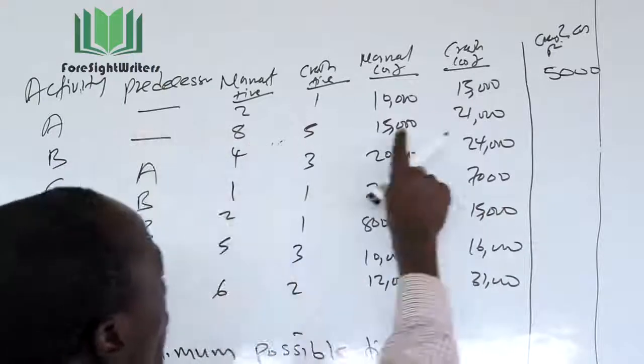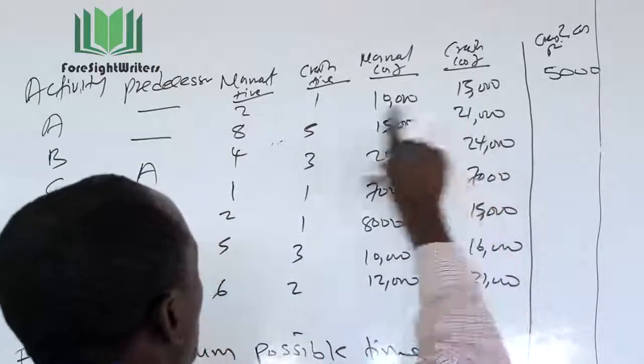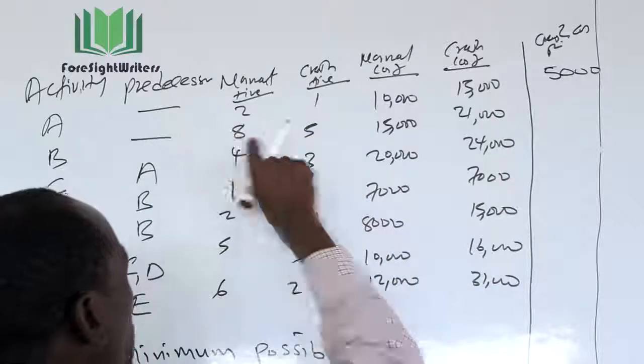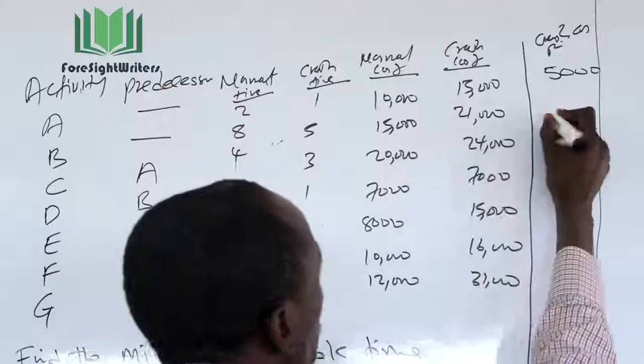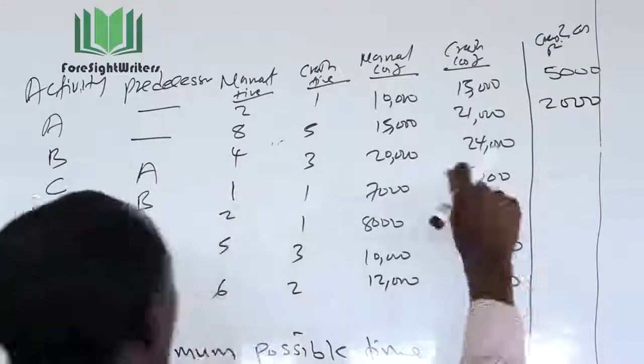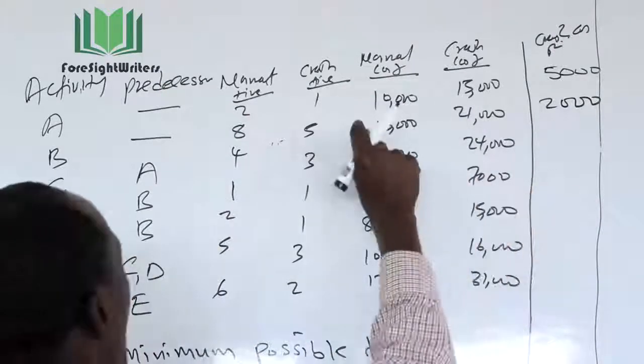So activity B is 6,000. 6,000, the difference in time is 8 minus 5, which is 3. So this 6,000 divided by 3 is going to give me 2,000. So for activity B, I will spend $2,000 to be able to crash activity B.